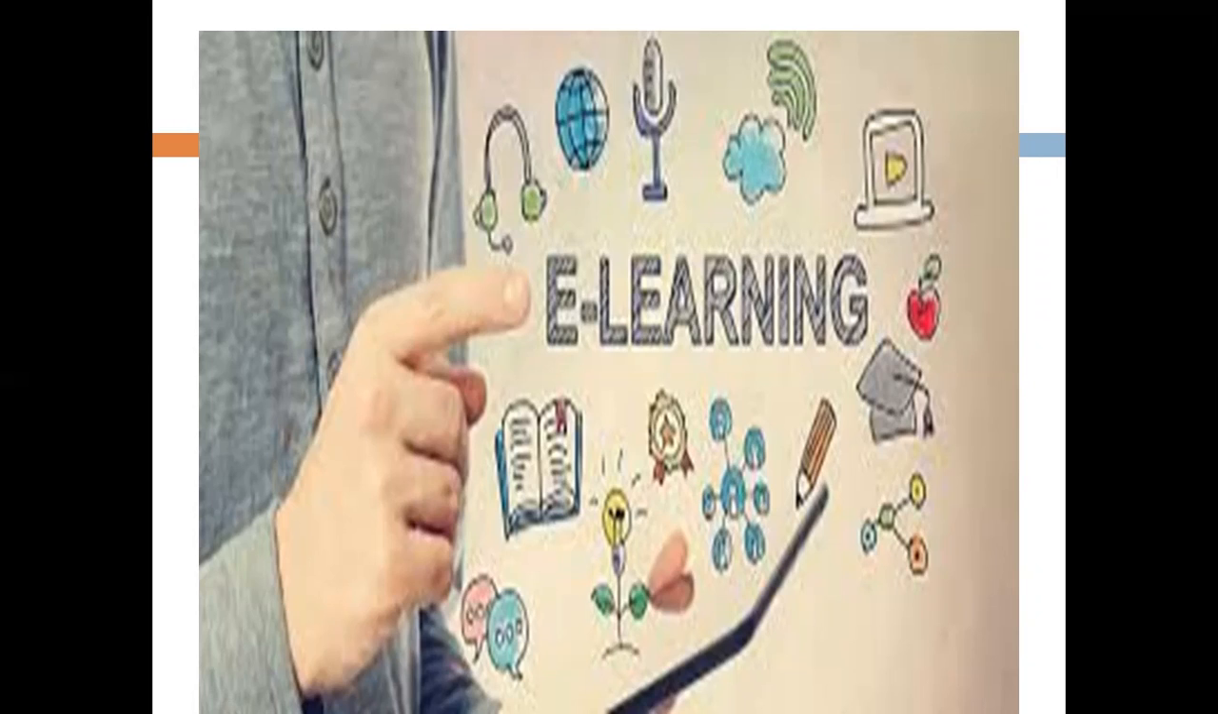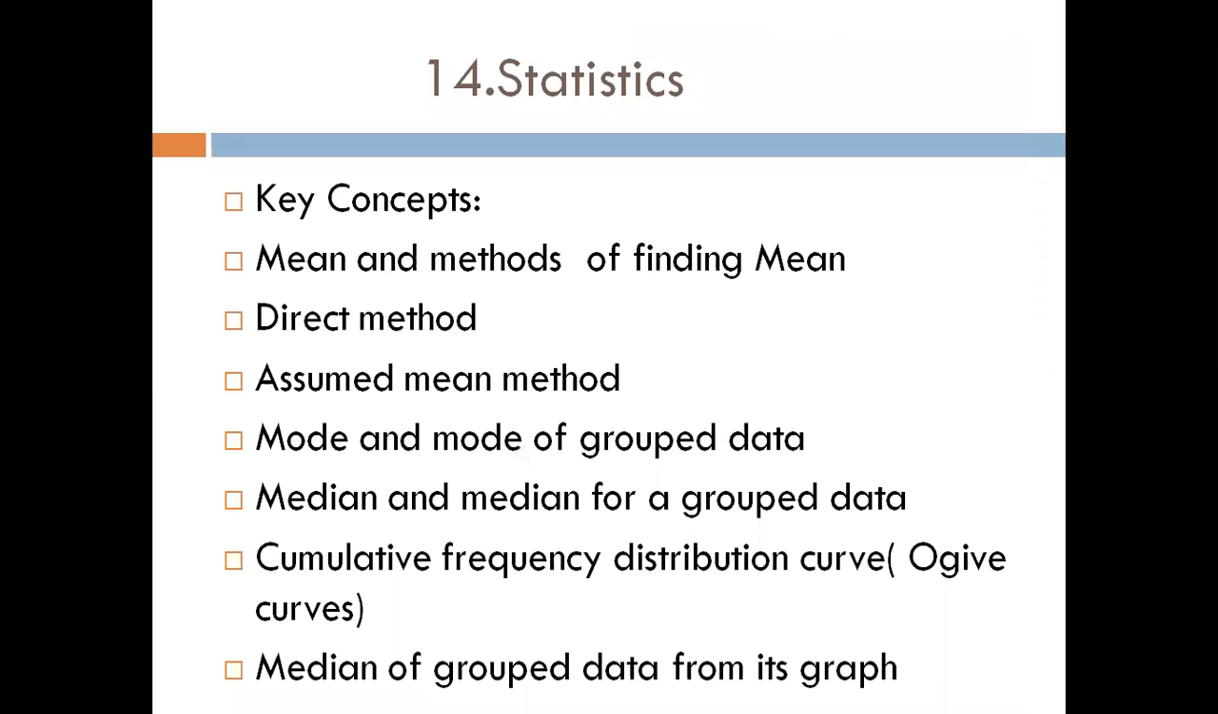So my dear children, in this session you are going to learn the main key concepts in this chapter, which are mean and methods of finding mean, that is direct method of finding mean, assumed mean method, and the third one is step deviation method. That is, assumed mean method is a deviation method, nothing but deviation method. And next one is the step deviation method also.